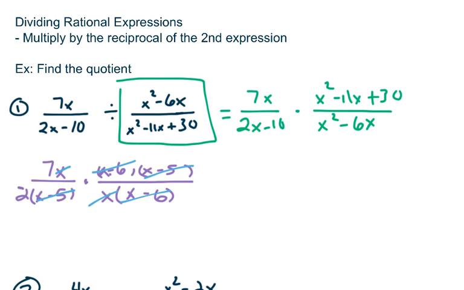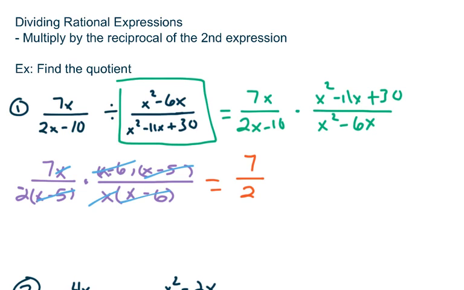So what are we left with? On the top, we have a 7 and nothing else, so it's going to be 7. On the bottom, x minus 5 is gone, x is gone, x minus 6 is gone. The only thing left is 2. So we have 7 halves.